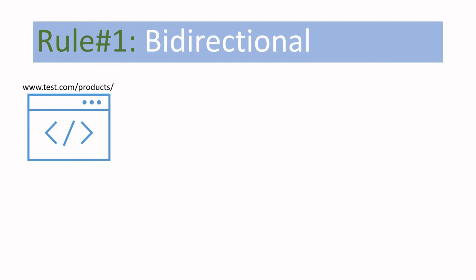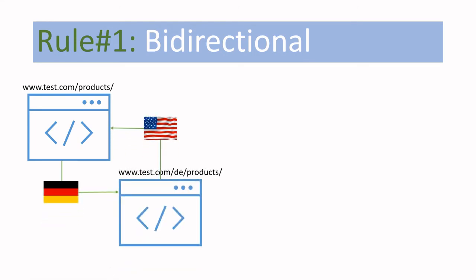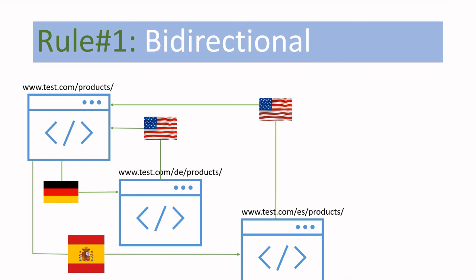Rule number one is you have to use hreflang bidirectionally. In my example, this is my preferred version and it is for the US market. If I use a German version for the German market, I want to link back to my preferred version. Similarly, if I use the Spanish version, I want to link back to my preferred version. So basically I'm having two versions for this website and those two versions have to link back to my preferred version. So if you're using multilingual websites, be cautious to include hreflang on all the versions of the website, and it should be bidirectional.